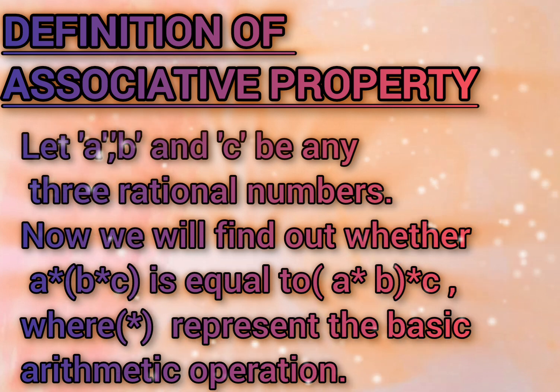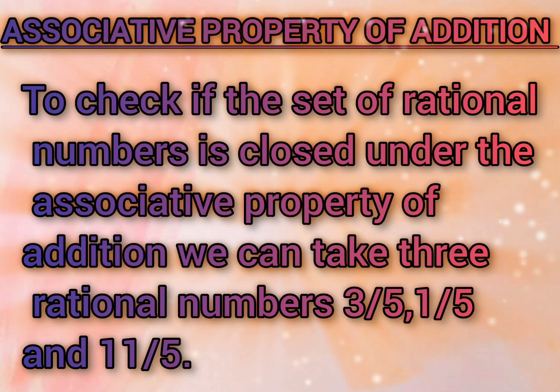Definition of associative property. Let a, b and c be any three rational numbers. Now we will find out whether a * (b * c) is equal to (a * b) * c, where the asterisk symbol represents the basic arithmetic operation. Associative property of addition. To check if the set of rational numbers is closed under the associative property of addition, we can take three rational numbers 3 by 5, 1 by 5 and 11 by 5.